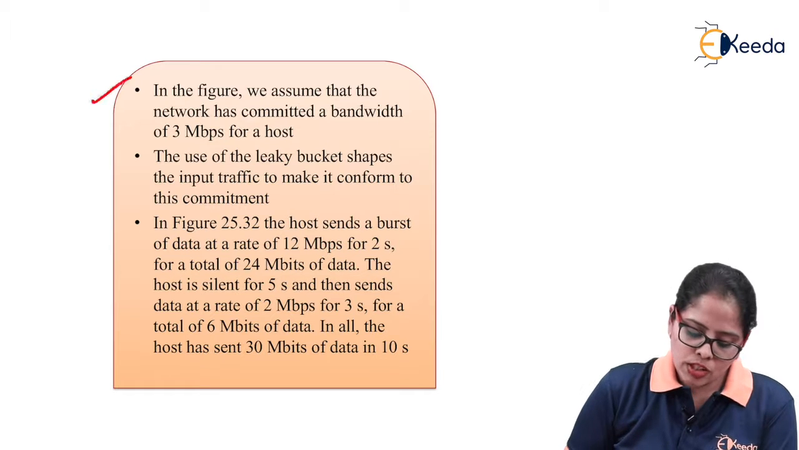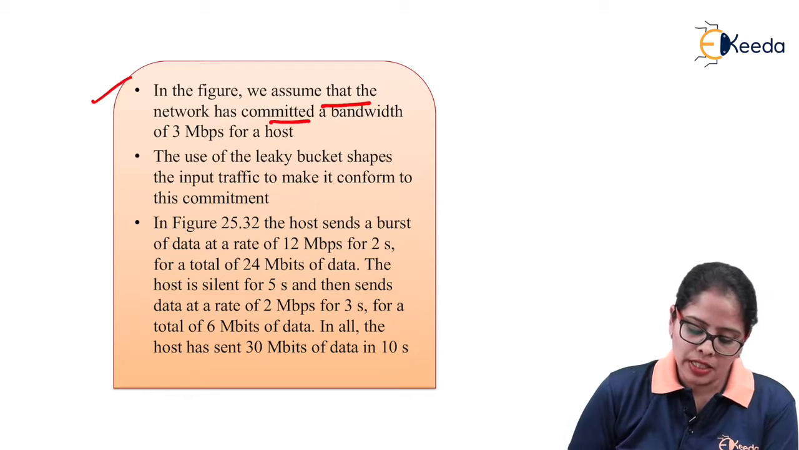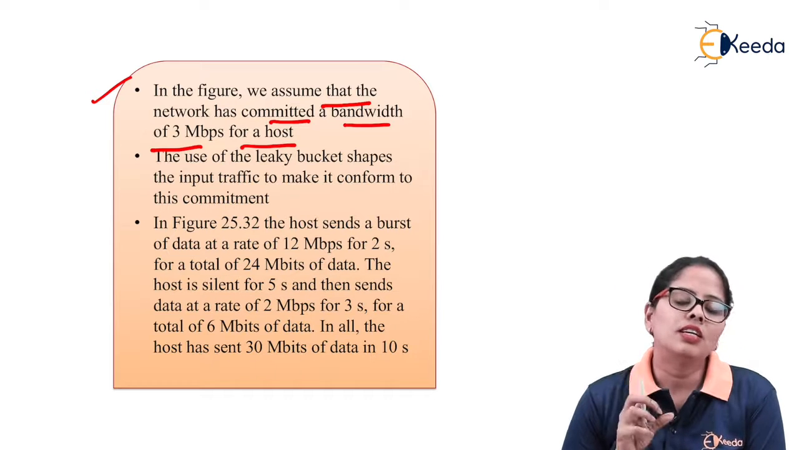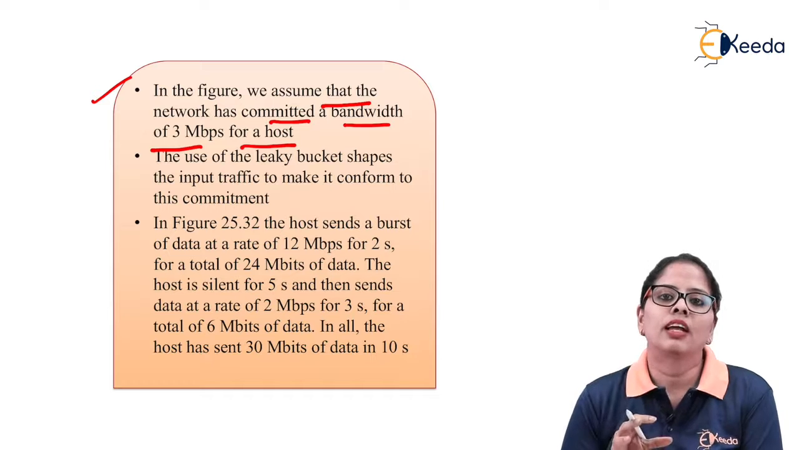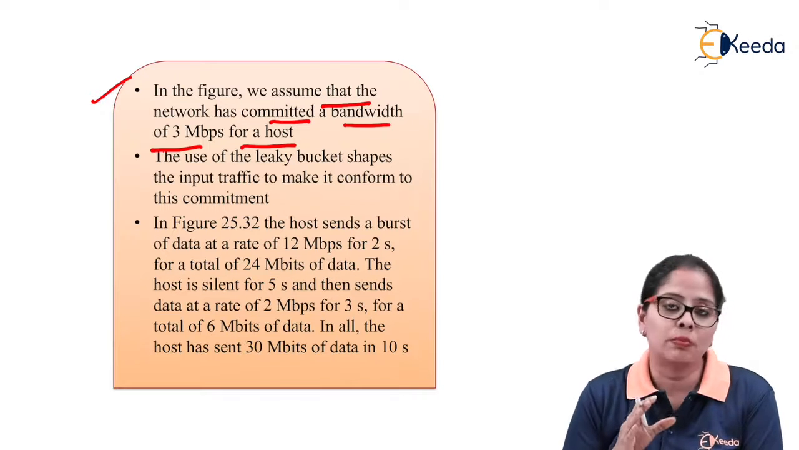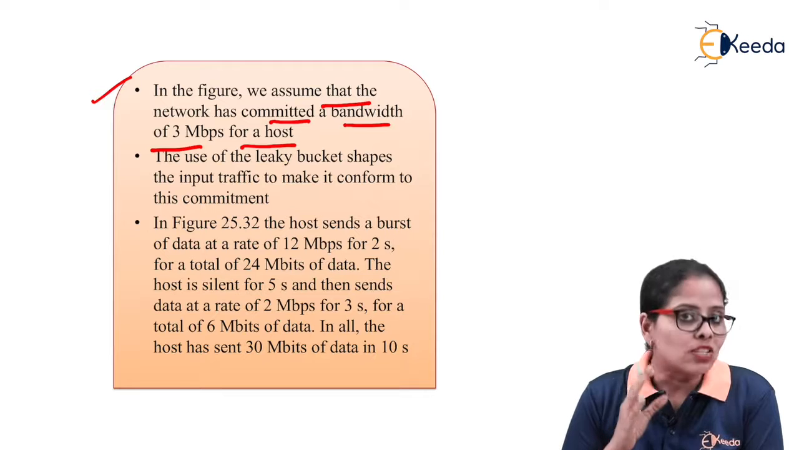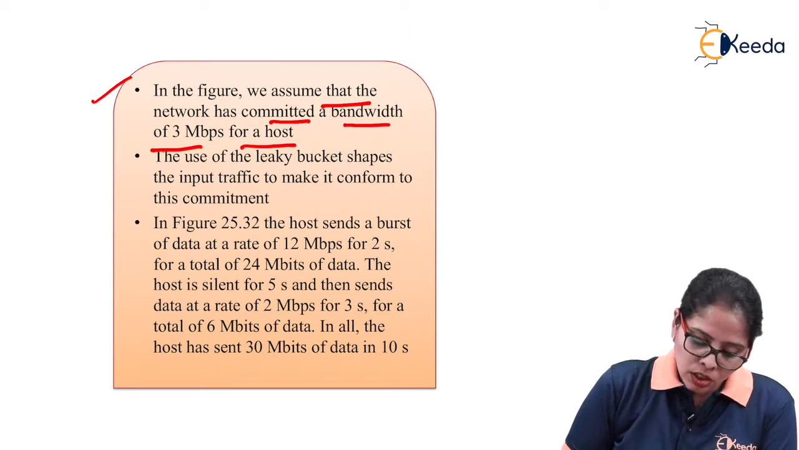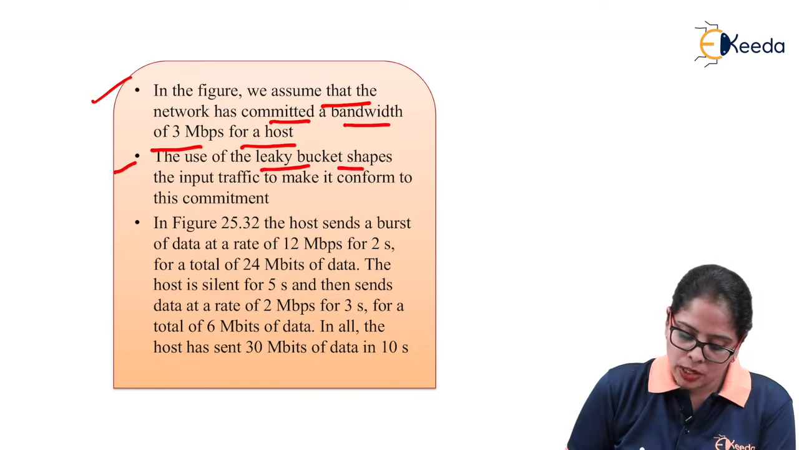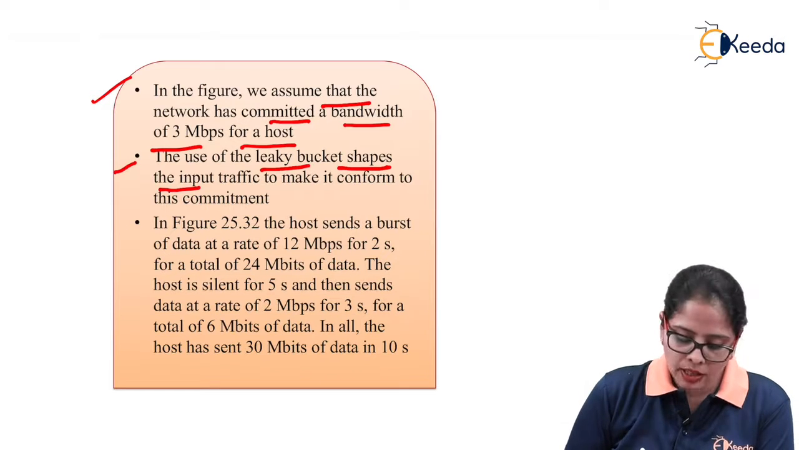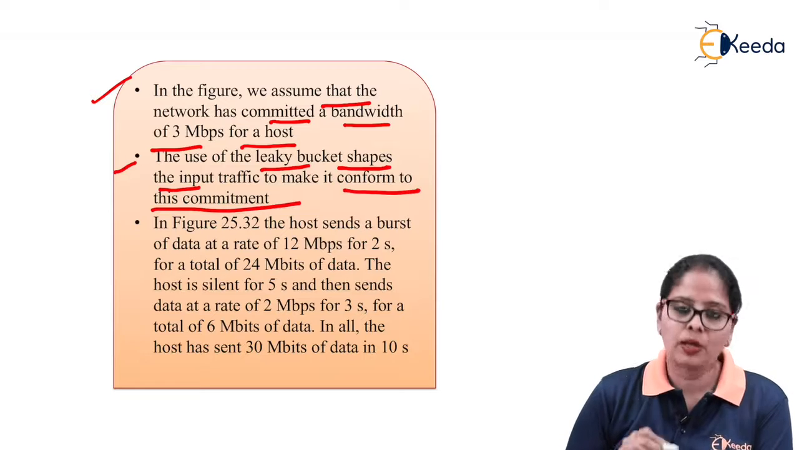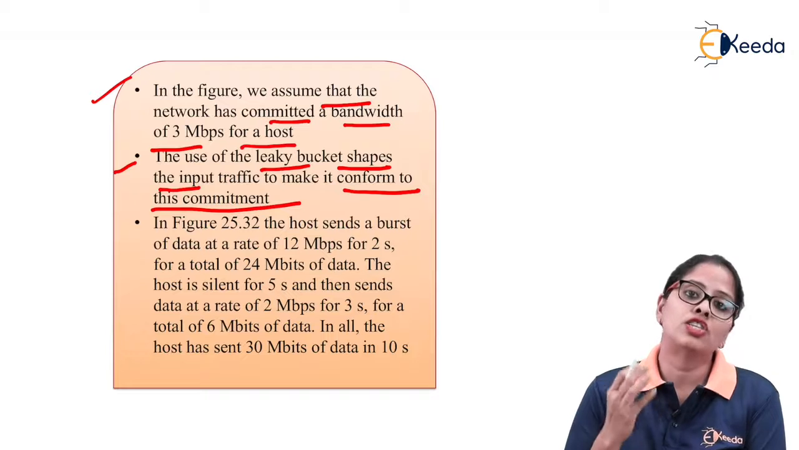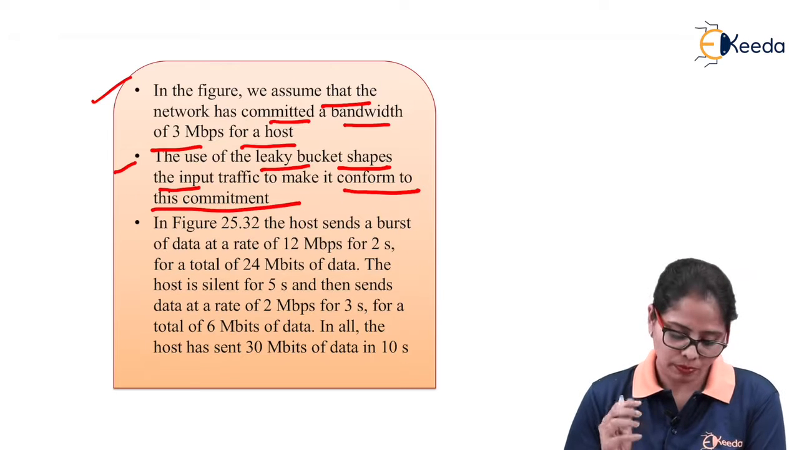In the figure, we assume that the network has a committed bandwidth of 3 Mbps for the host. Now see here, I made a commitment to the client that you will get the rate of 3 Mbps. So the user has to get the rate of 3 Mbps. That is the commitment. The use of the leaky bucket shapes the input traffic to conform to this commitment. So basically, with the help of the leaky bucket, you will achieve the specific rate.